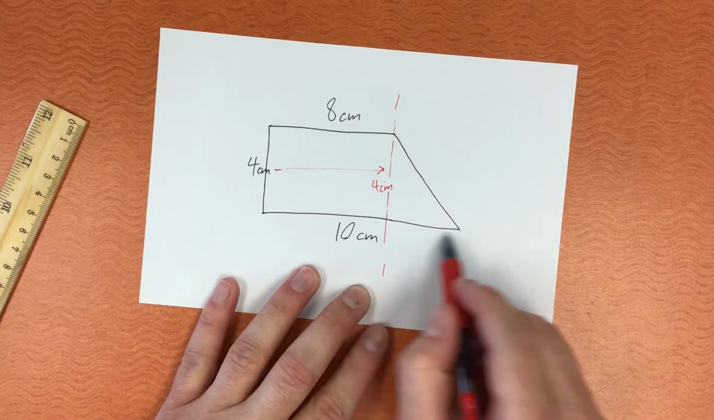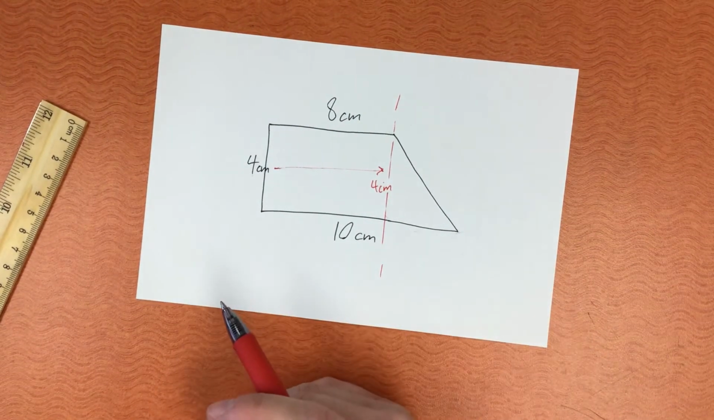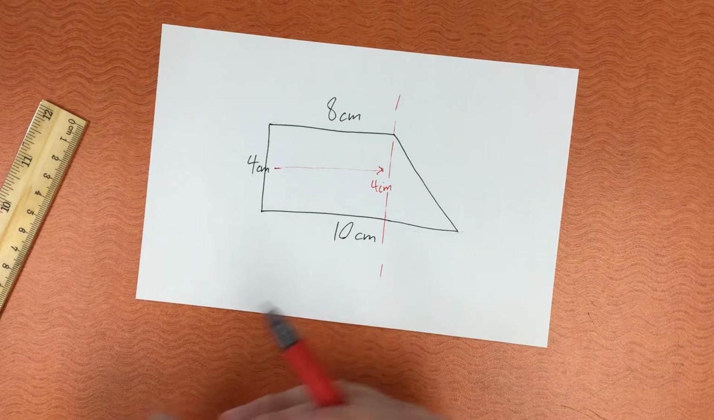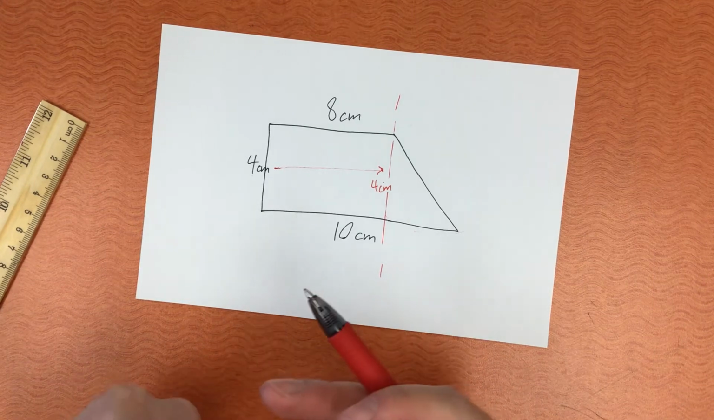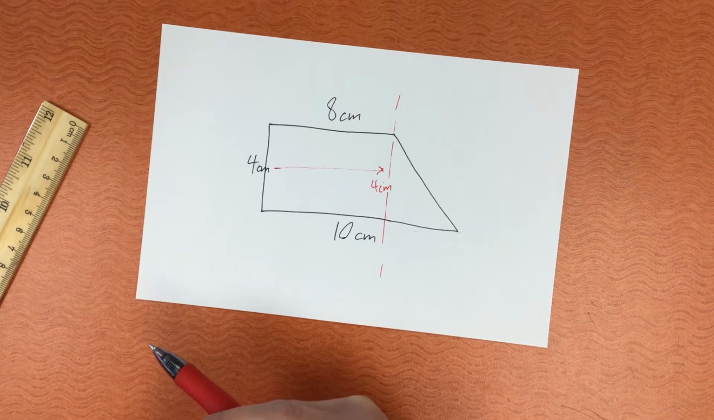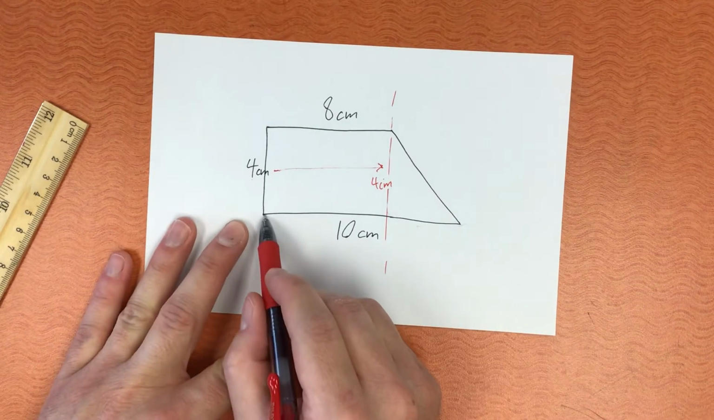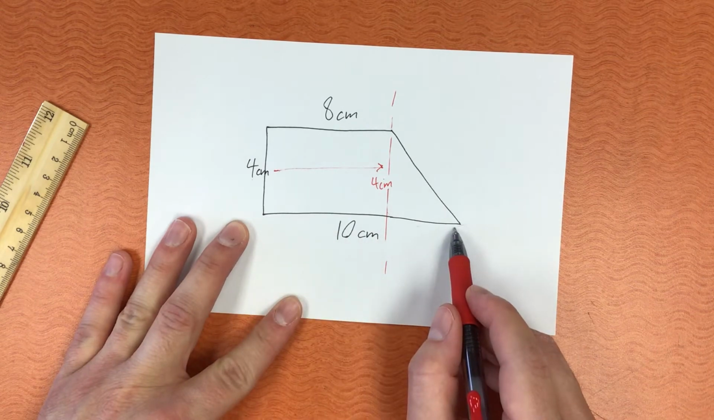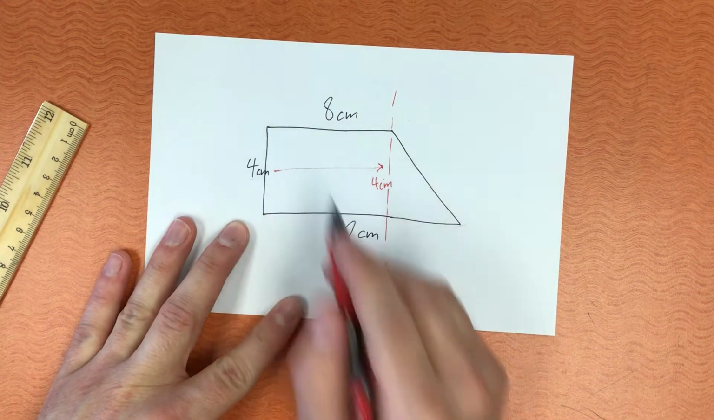But I don't know this length right here. I don't know how long that is. The question is, how can I figure that out? Well, I promise there's not going to be any problems that we give you where it's impossible to find out these lengths. You just got to figure out what you need to do. So I know that all the way from here to there is 10, and I know that this part's 8.